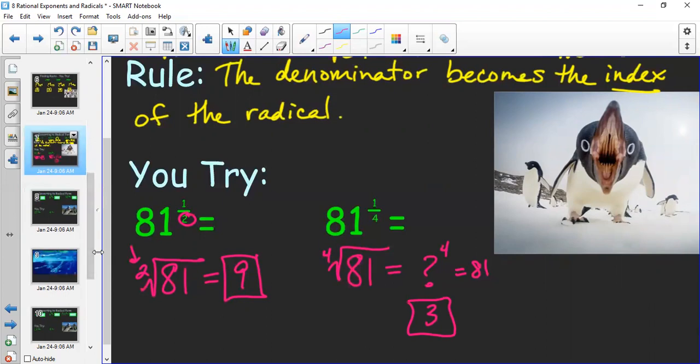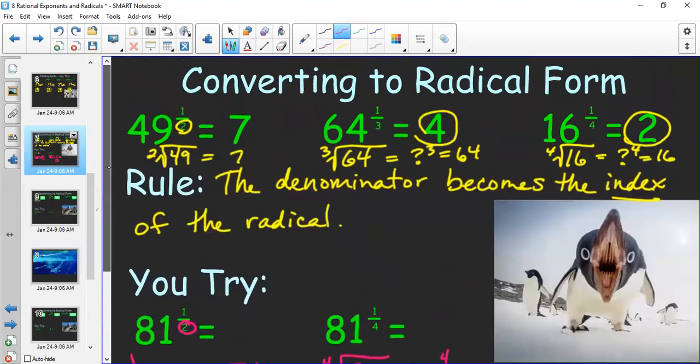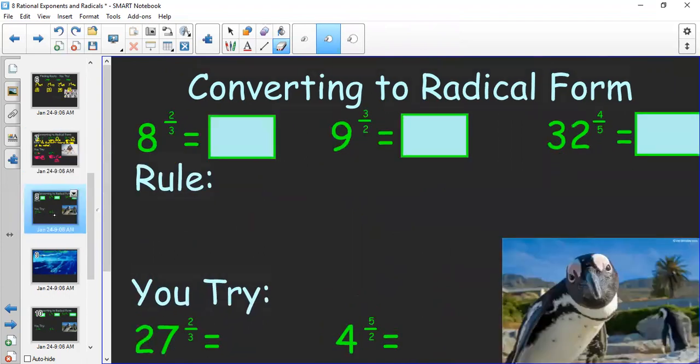Okay, so let's try another one. So we have now done rational exponents, where 1 is the numerator, and then we have a different denominator. So on this next slide, I'm going to add in another numerator instead of 1. Okay, so let's see how that changes it. Again, we're going to see if you can discover the rule.